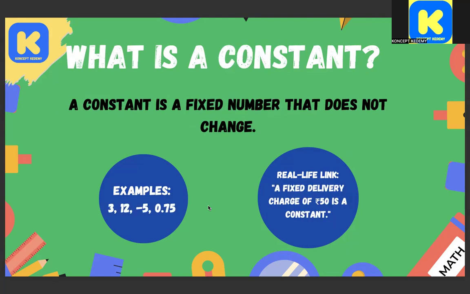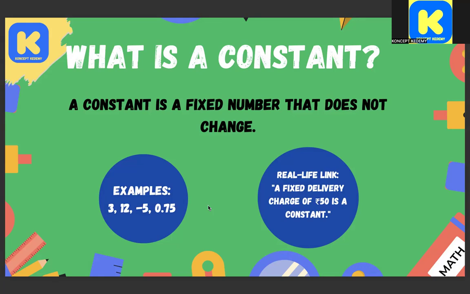Next, let's go to constant. A constant is a fixed number that does not change. Like, what is the pin code of your city? That is a fixed number. And if I ask what is the radius of the Earth, that is also a fixed thing. So that is also a constant. That means all the fixed values in our surroundings are called constants. Examples are 3, 12, -5, 0.75. All the real numbers can be constants because their value is fixed.